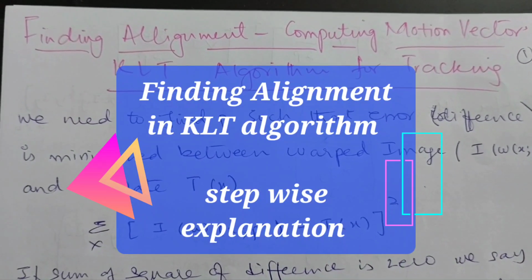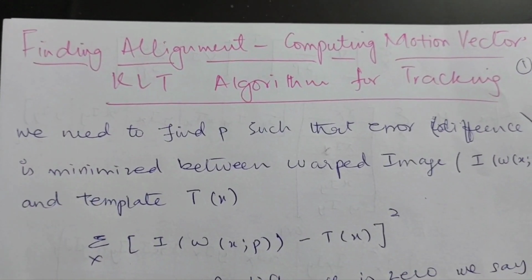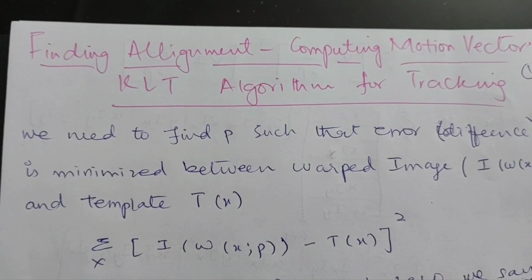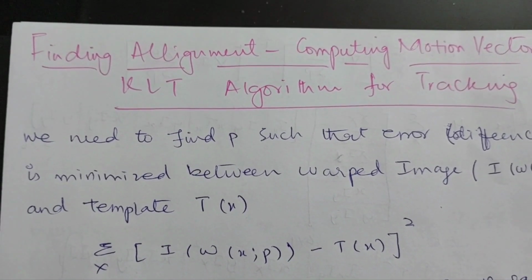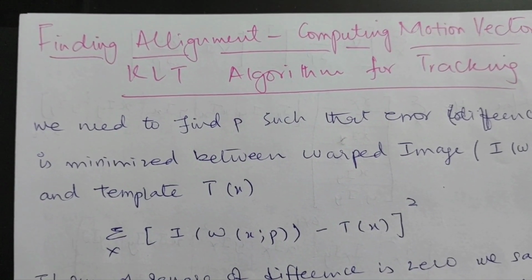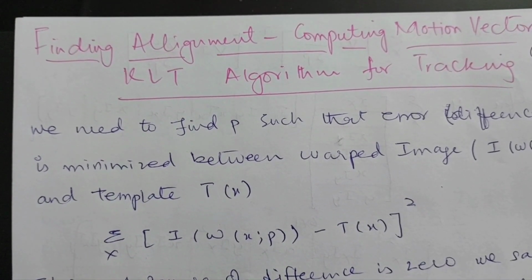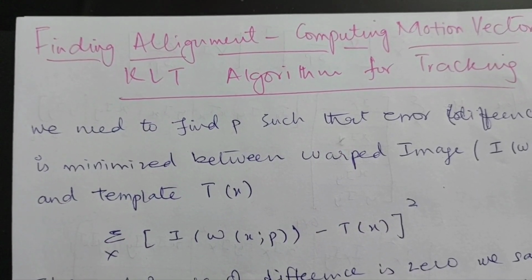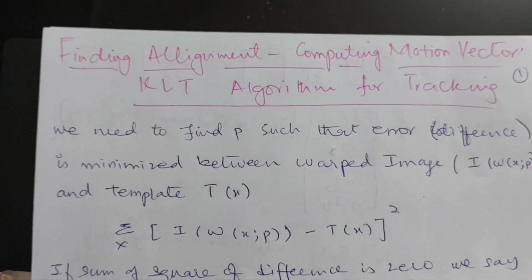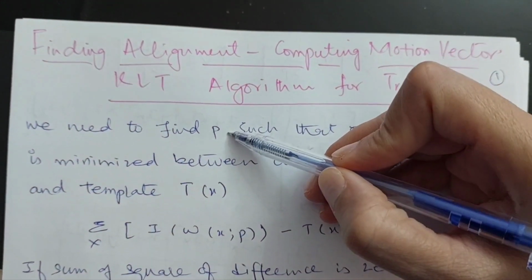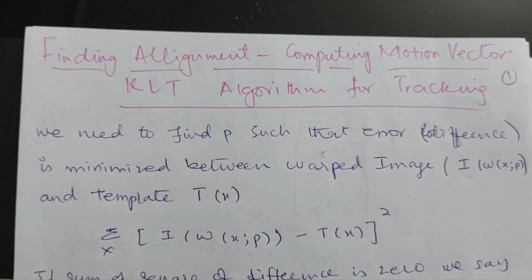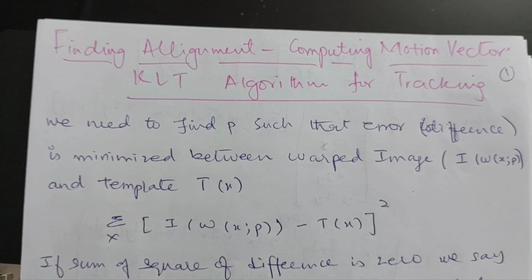Today we are going to try to find out the alignment. We want to compute the motion vectors. We understand that in the KLT algorithm, which is used for tracking and is known as the Kanade-Lucas-Tomasi algorithm, we actually want to find out the alignment between the motion vectors in the consecutive frames. So if we want to do that, we need to find out a p. This p is the variable that tells us about the alignment, or the correlation, between the motion vectors that exist in consecutive frames.